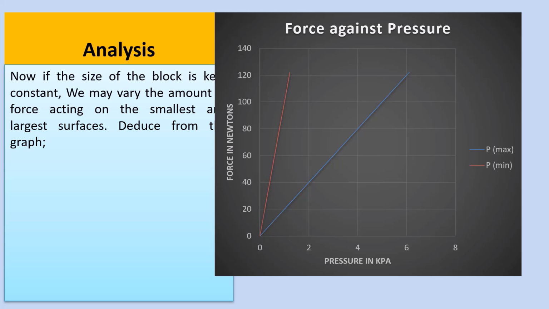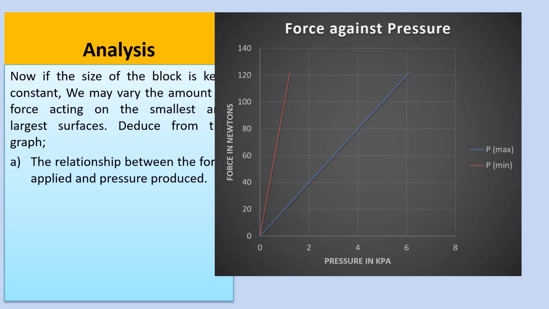So let's see the case that we're supposed to analyze. If we assume that the size of the block is constant, we keep it constant, then we vary the amount of force acting on the smallest and largest surfaces, then we can deduce from the graph the relationship between the force applied and the pressure produced. So to deduce that, first of all, check the nature of the lines.